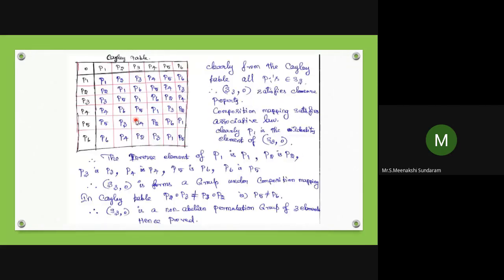Inverse of A, I can check. Here also we cannot say. And the inverse up to this, okay. In the table, P5 and P6 are not their own inverse, so we cannot say it is abelian.